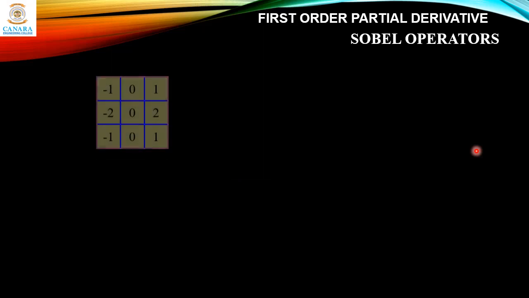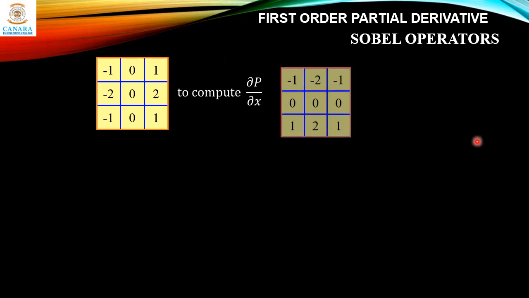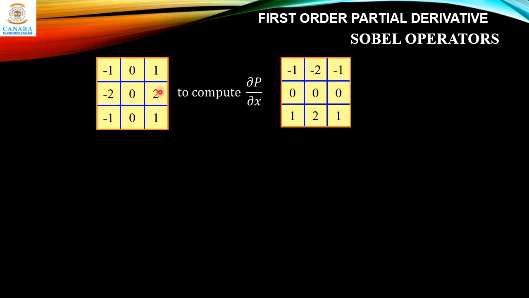First operator we'll discuss is the Sobel operators. So this is to compute ∂p/∂x. This is a vertical edge detector. This mask moves along the x-axis, or detects the edges along the x-axis, and this detects the edges along the y-axis. So this is to compute ∂p/∂y.